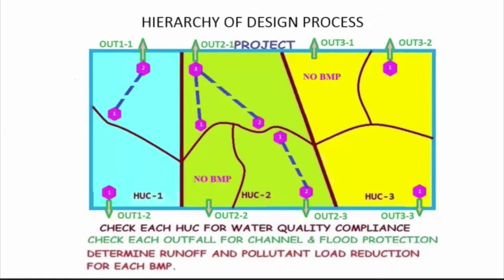In order to do this quality and quantity compliance, you install BMPs. These facilities, either they may be in parallel or in series, or they may be single units. Some outfalls need not have any BMP at all if they satisfy the 1% rule. We need to determine for each BMP the runoff and pollutant load reduction, and we aggregate it for each HUC and do the comparison of water quality compliance.